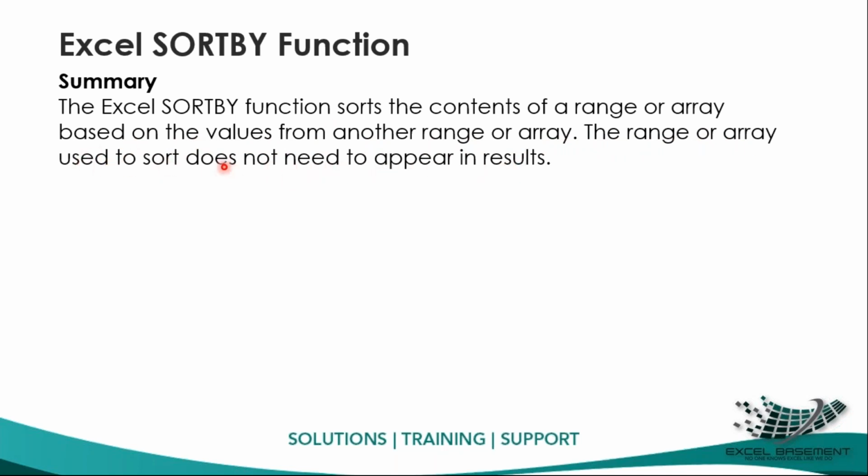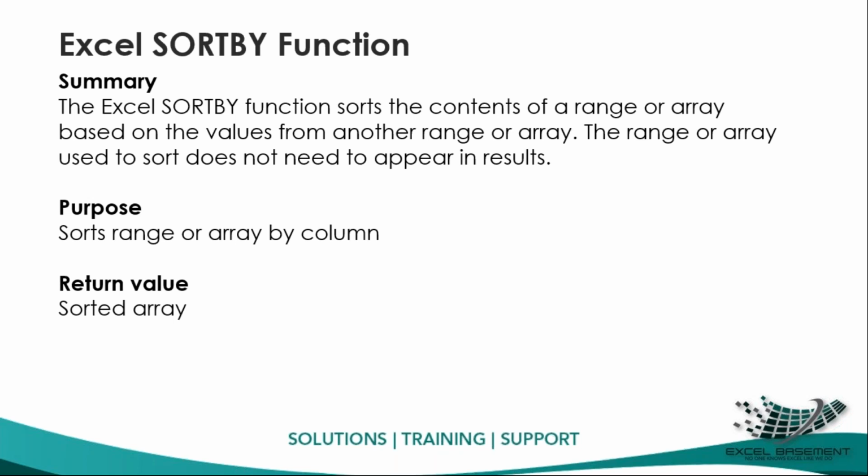So we will be having a base column, and sorting depending on the other column, but it will not create results for that, as we did in the sort function, and we will have a demonstration in the next few minutes. The purpose of the sort by function is to sort a range or area of a column. The return value of this function is the sorted array.